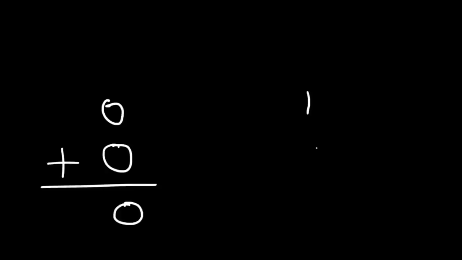So let's start with the basics. What's 0 plus 0? 0 plus 0 is 0. Now what about 1 plus 0? How can we add those two binary numbers? 1 plus 0 is 1. Now there's some other basic rules to go over.